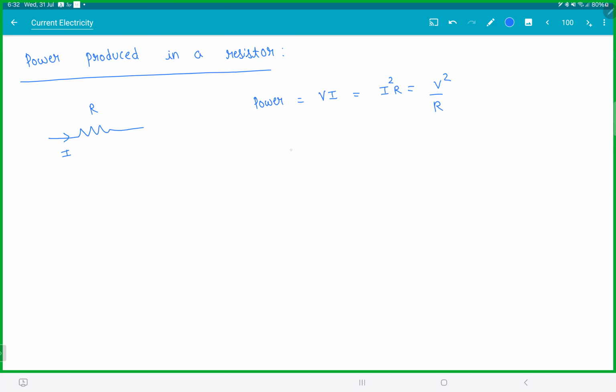Now be careful. Most common mistake, people think V is the battery EMF. V is the potential difference across R. Don't make that mistake. This is the potential difference across R. The heat produced will be the integral of power into time, which is integral I square R dt, or integral V square by R dt. Straightforward formula.